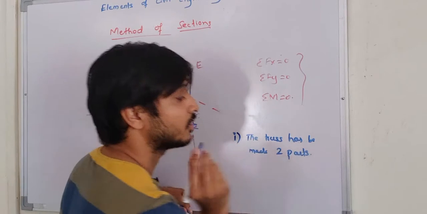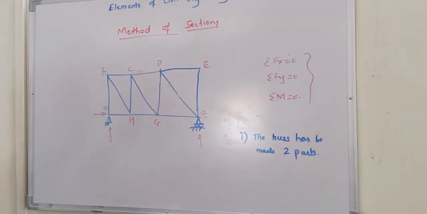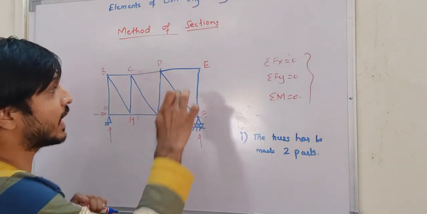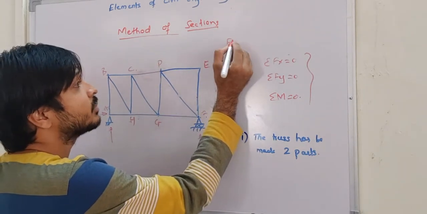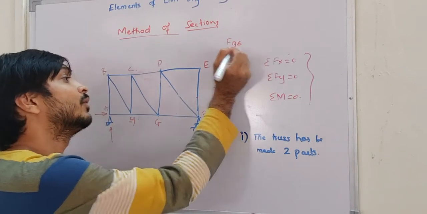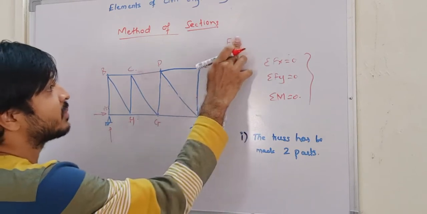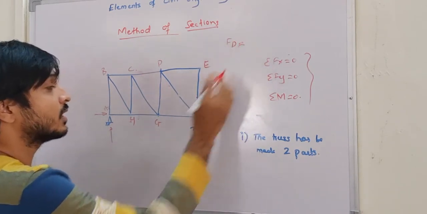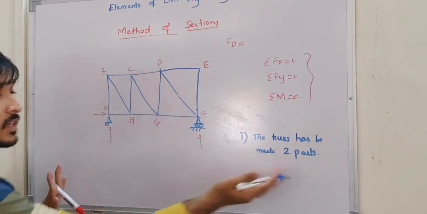The truss has to be made into 2 separate parts, like here. So if they ask you to calculate the force in the member DF, what you have to do is cut this member DF first. You have to select a section, or you have to cut the truss into two parts. That is the first one.